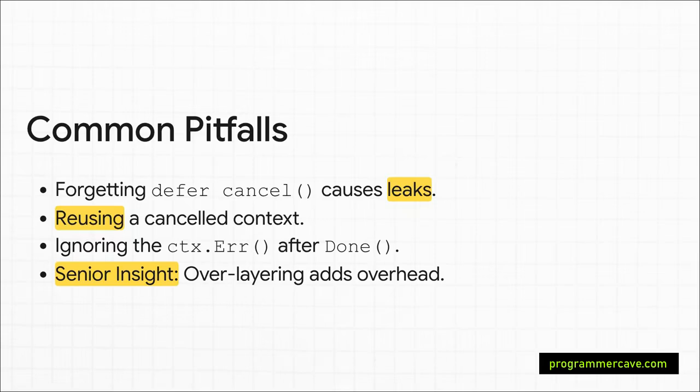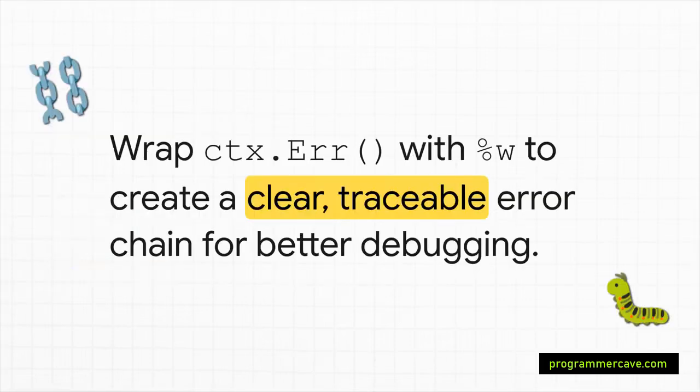And a little senior tip, contexts are cheap, but they're not free. If you're creating tons and tons of nested contexts in a super high-performance loop, it's something you might want to profile. Here is a great little pattern to make your debugging life so much easier. When your task stops because the context done channel closed, don't just return some generic error. Instead, check ctx.Err to find out why it stopped. Was it canceled? Did it time out? Then wrap that original error using %w. This creates a beautiful, clear error chain that tells you the whole story.